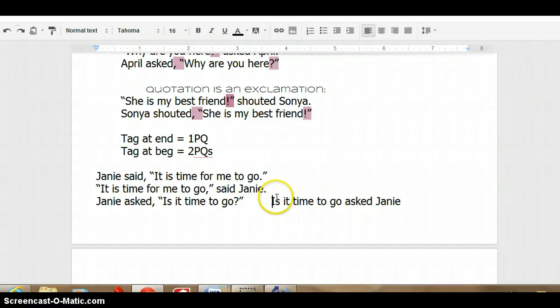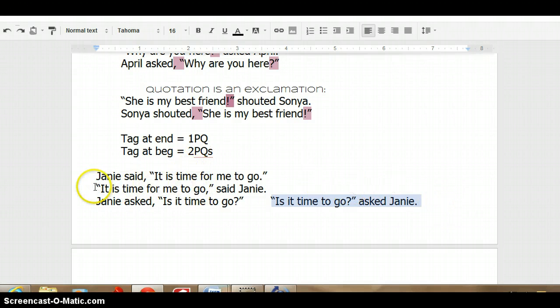Okay, well, if you flip it around and you have the quotation sentence at the beginning, I'm going to use quotation marks here. "Is it time to go?" Well, that's a question. So I'm going to use the question mark as my P, quotation marks as my Q, asked Janie, period, end the sentence. Okay? Because the question is here in the quotation, that's where my question mark will go. If you look at the whole sentence, it's really a statement, which is why we put the period here.